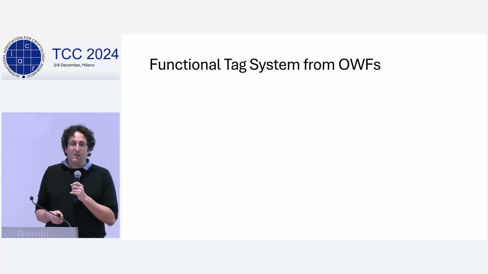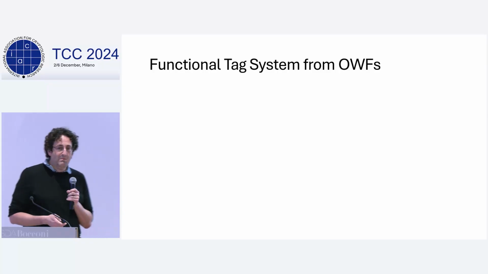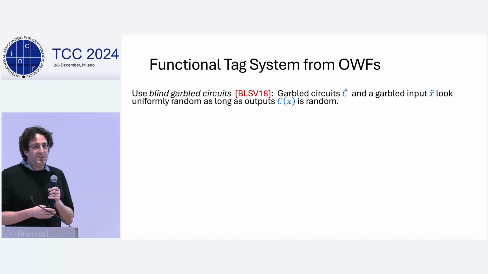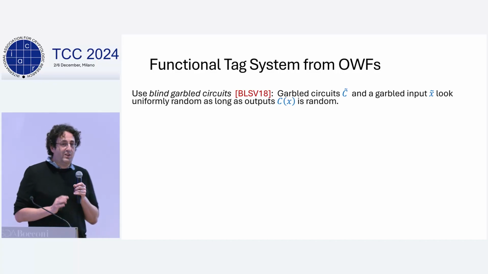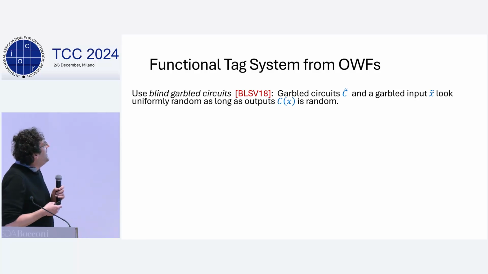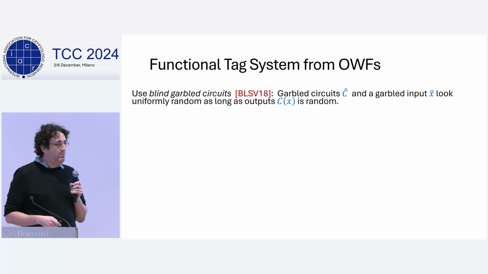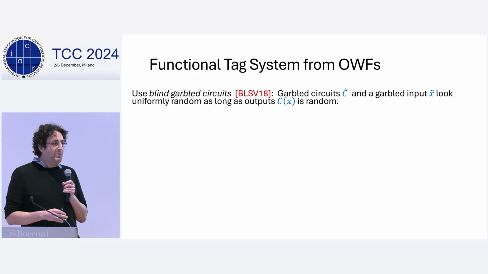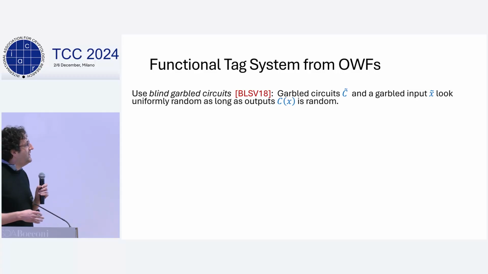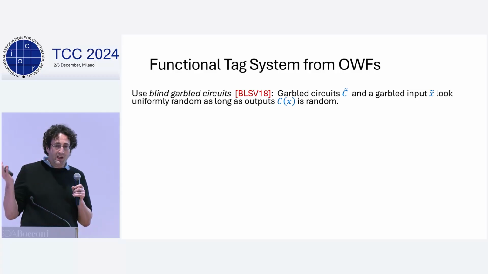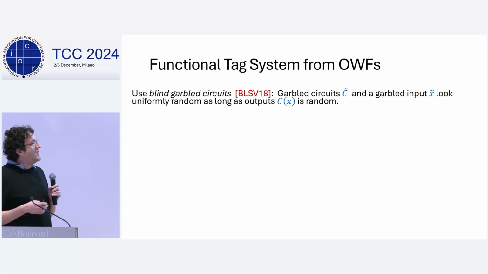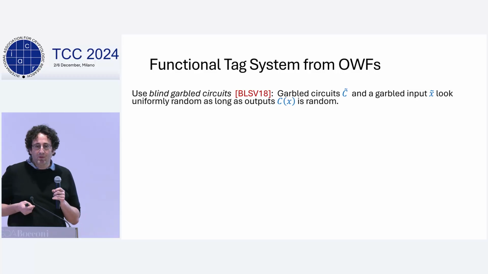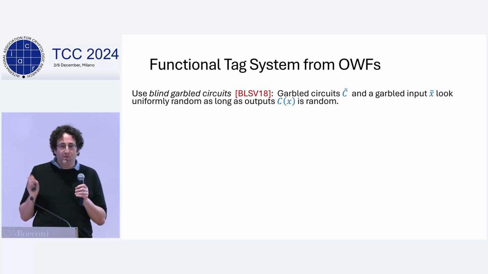So now let me tell you a little bit about how to construct this functional tag system in the last few minutes. So we're going to use garbled circuits. Essentially we can just rely on the standard Yao garbled circuit construction. But we're going to rely on a special property of garbled circuits that was also used previously called blind garbled circuits. And this property says that if you see a garbled circuit of a circuit C and a garbled input X, then the two values, the garbled circuit and the garbled input, look uniformly random as long as C of X is a random value. Okay, so they just look like uniformly random bits.